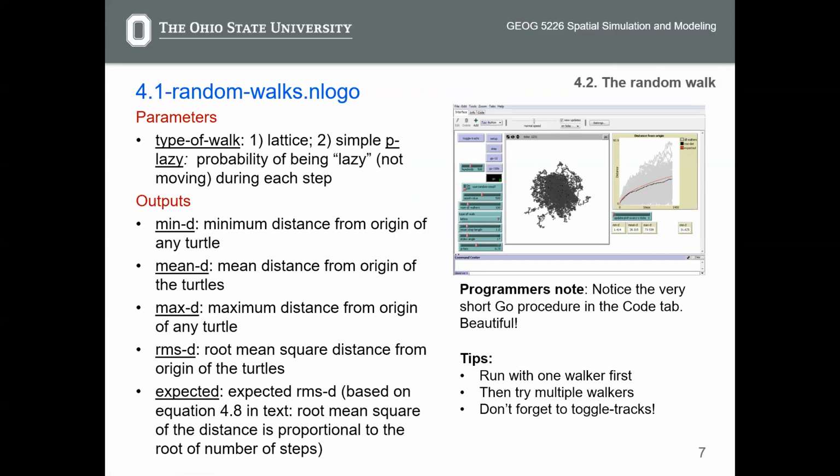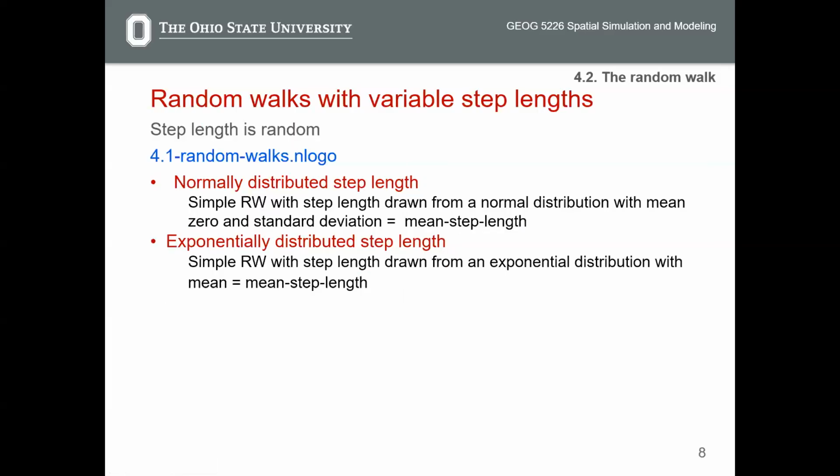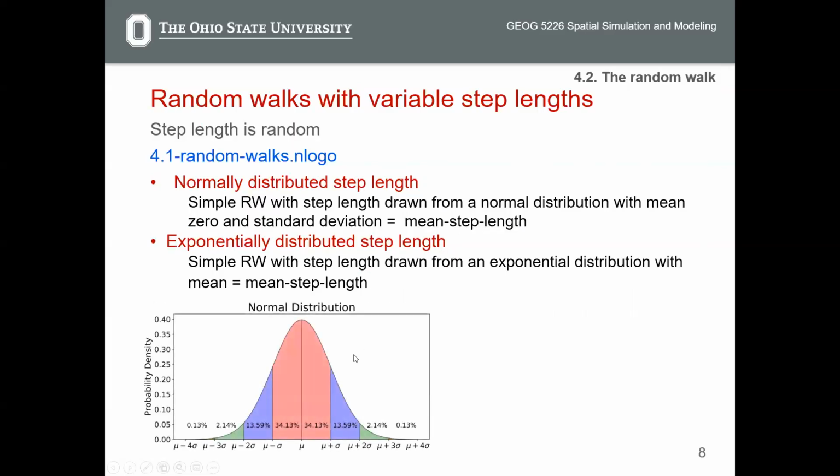Okay, mean step length is something you can decide in this model. And here is a normal distribution. What does it mean? It means that now I don't want to set each step as 1 unit length. This length can be shorter, can be longer, but how to decide? We use normal distribution to decide.